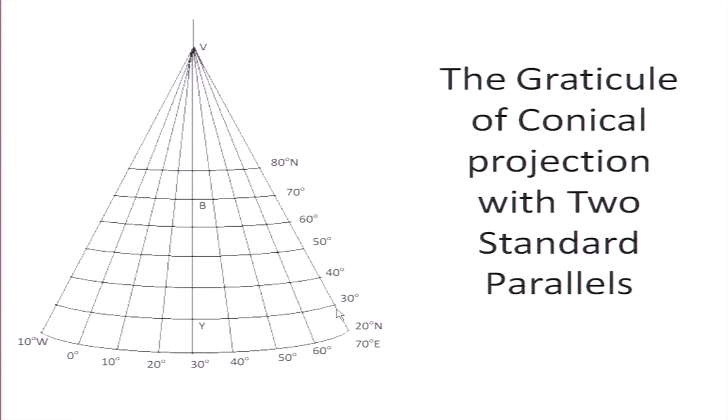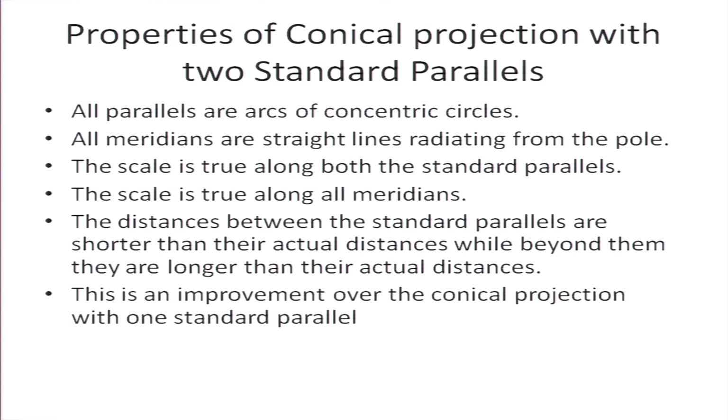So this is conical projection with two standard parallels, because we have taken the intersection points of all the meridians at the standard parallels, two standard parallels. So it is definitely an improvement over the previous conical projection with one standard parallel.